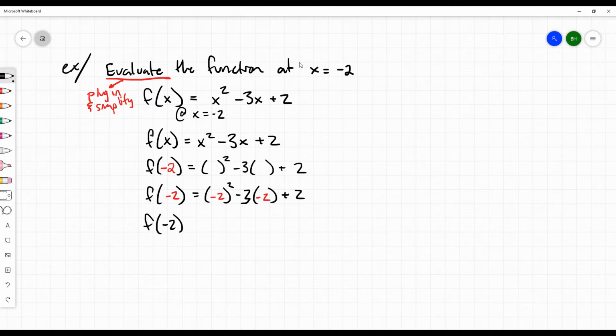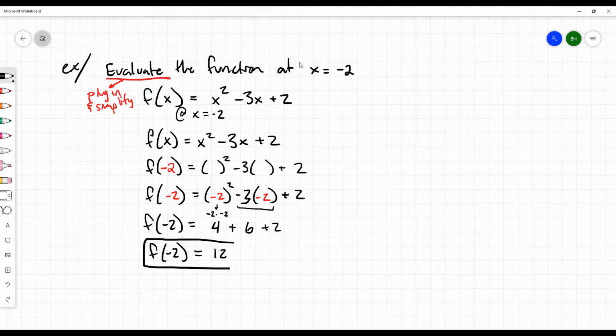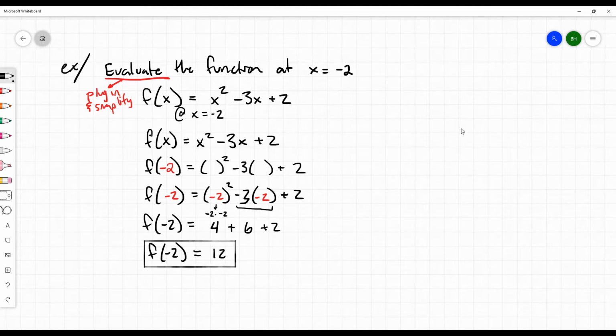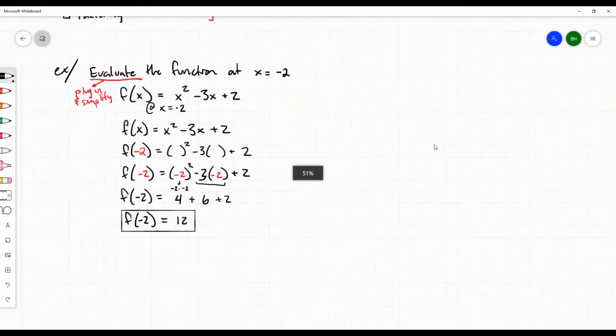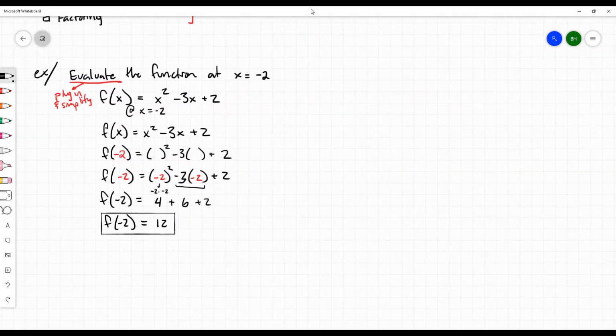So we'll get f of -2 is going to equal -2 squared, which means that we have -2 times -2, which means that we have a +4. And then we have a -3 multiplied by a -2, which means we have a +6 plus 2, which means f of -2 equals 12. Okay. So something like that would be evaluating a function. Then they can get a little bit more tricky.